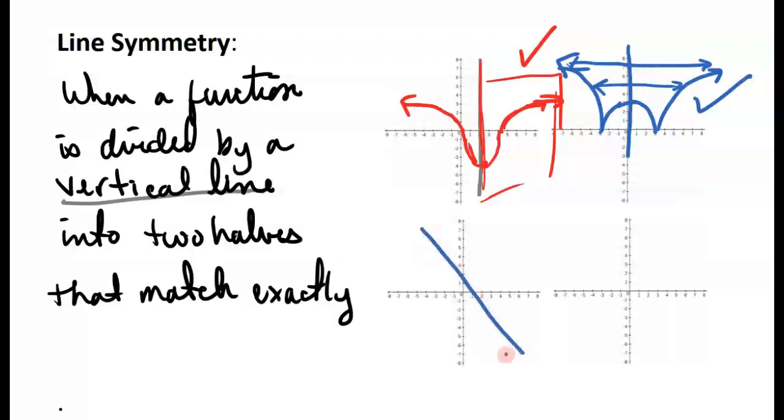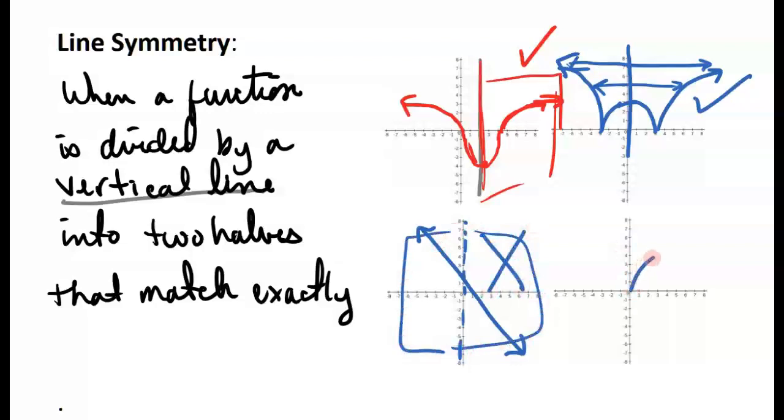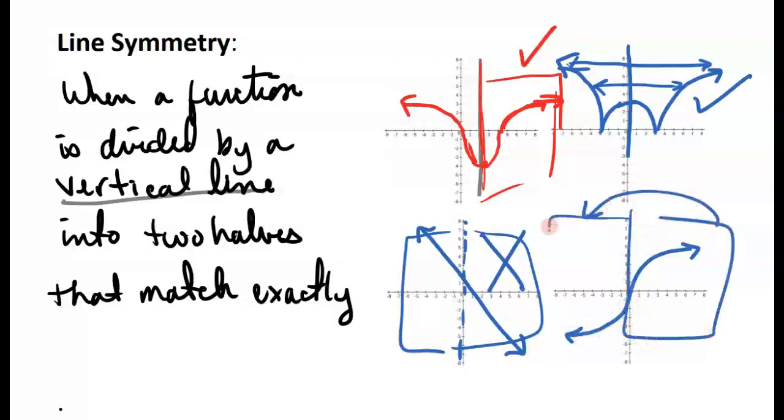A typical linear function does not have line symmetry because there's no line that I could draw that would make the right side exactly match the left side. So this does not have line symmetry. Or if I had something that looked like this, the right side, if I were to flip it over, does not exactly match the left side. This does not have line symmetry.